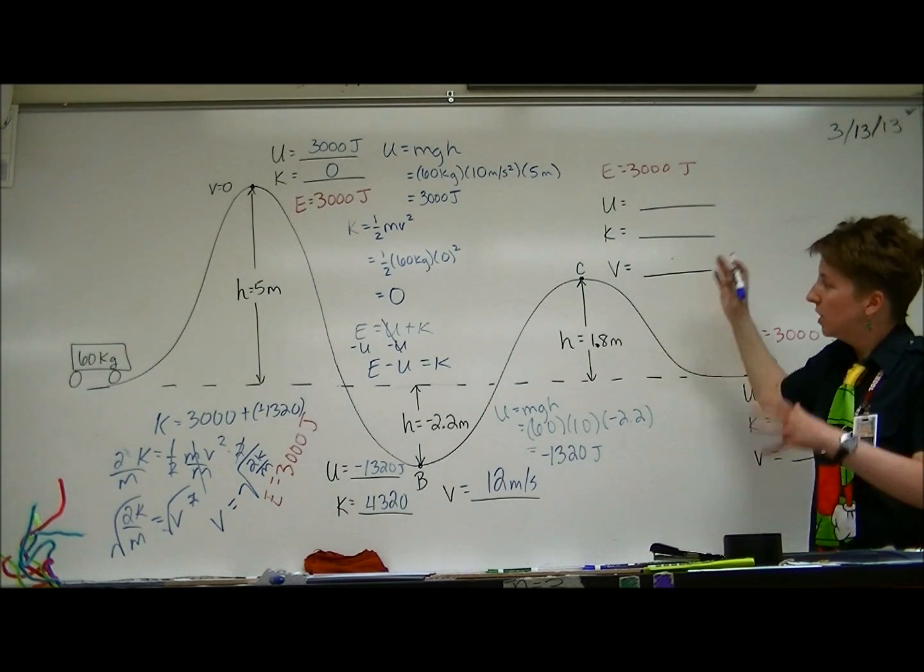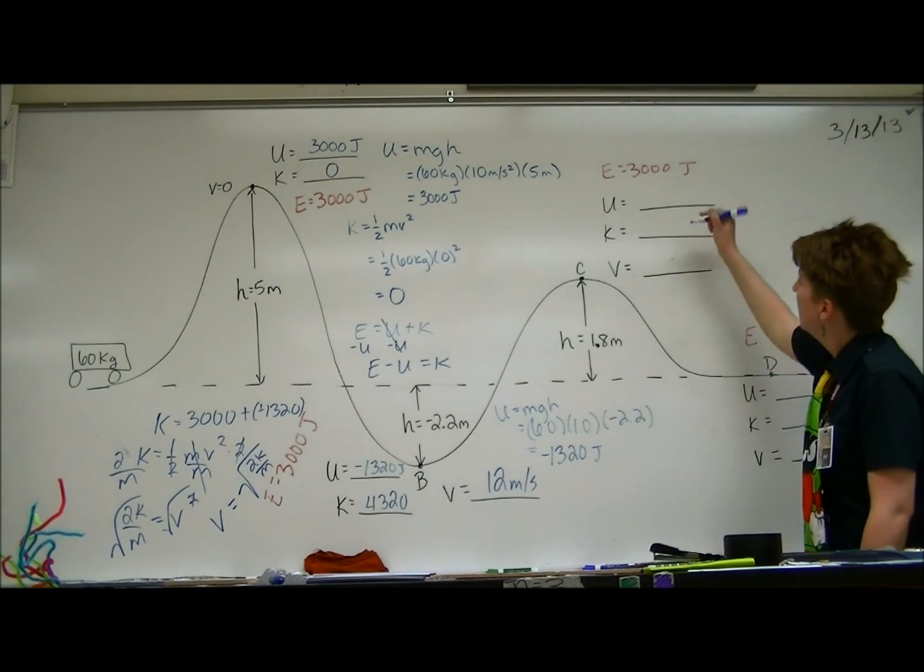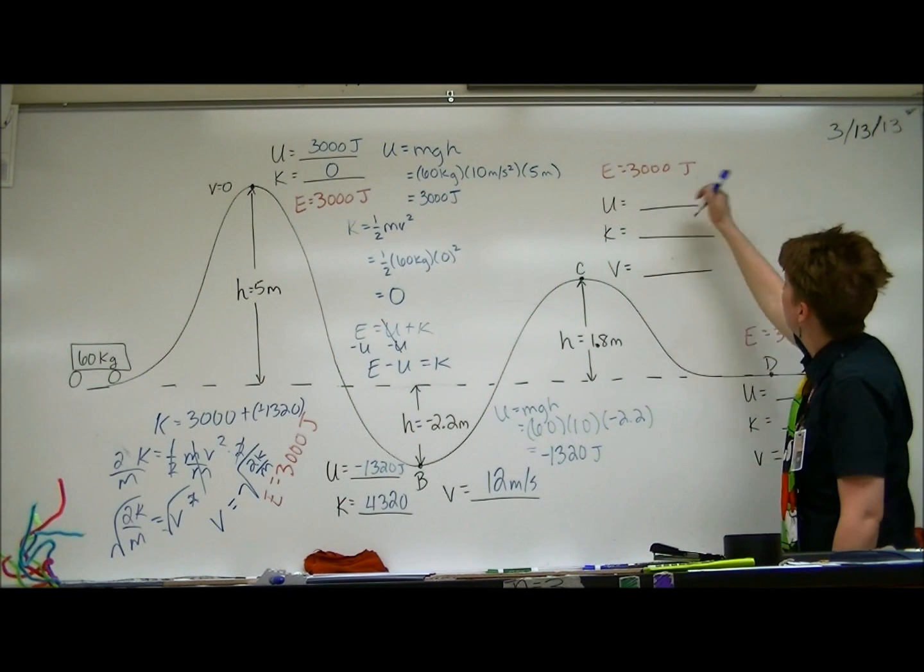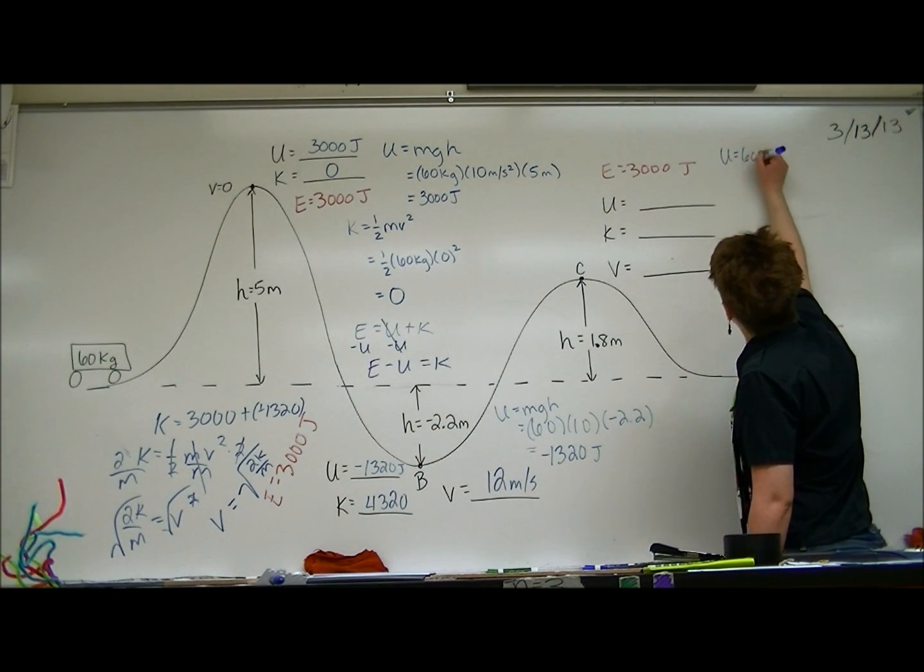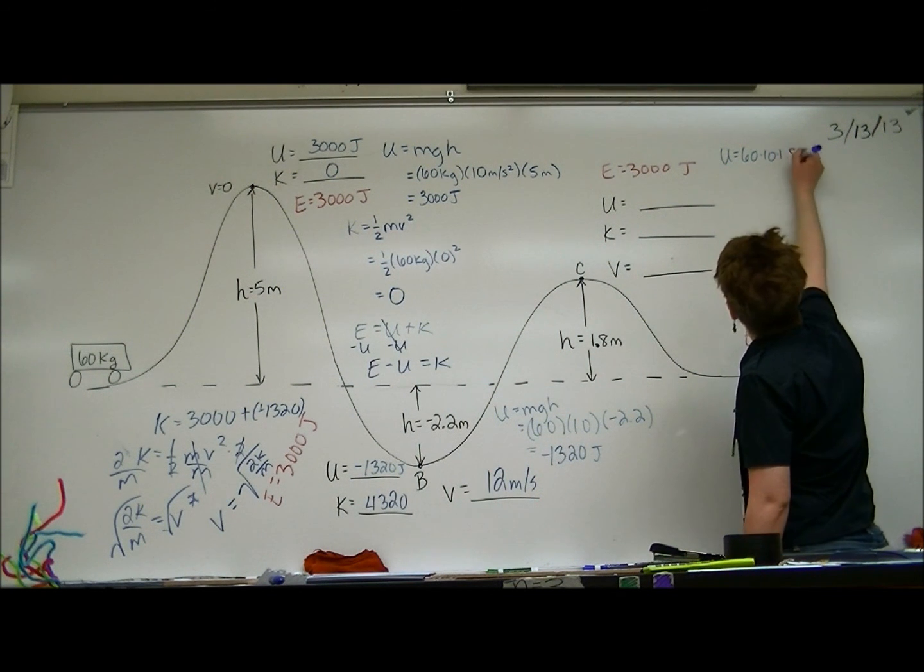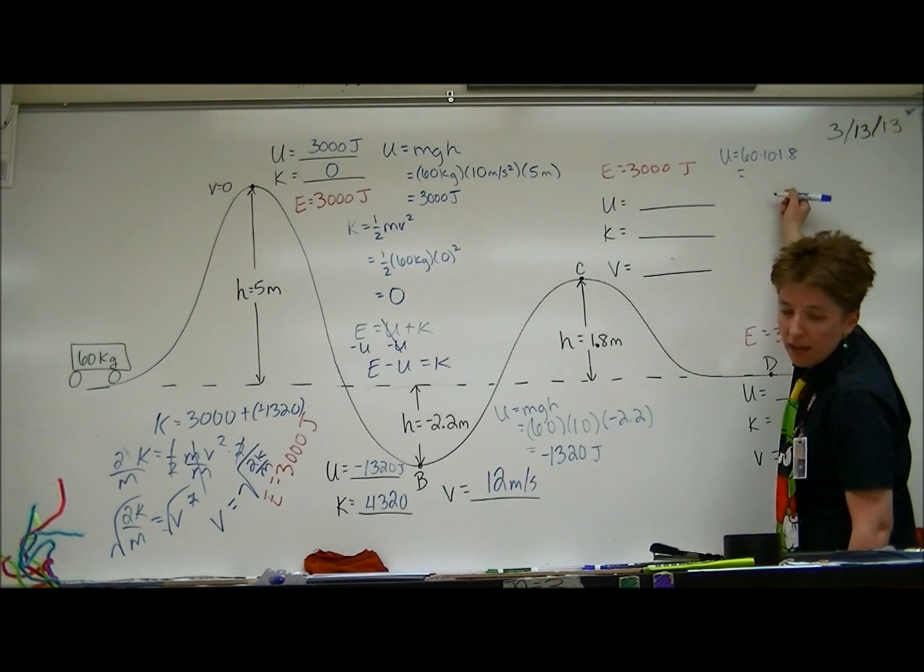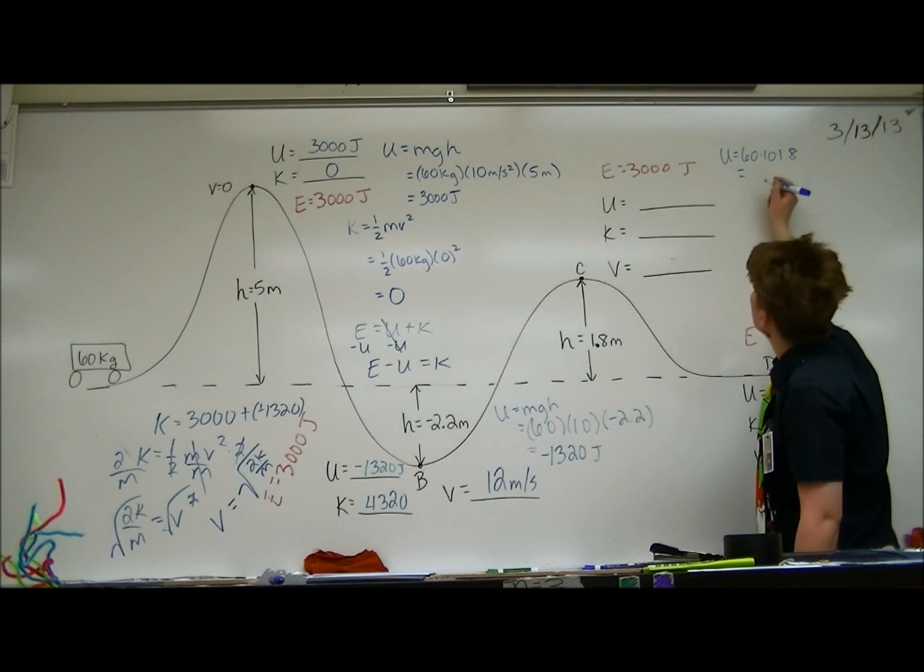All right, let's continue. So here, I'll use this h to find the potential energy, which is going to be 60 times 10 times 1.8. When I do all of that, I get 1080.